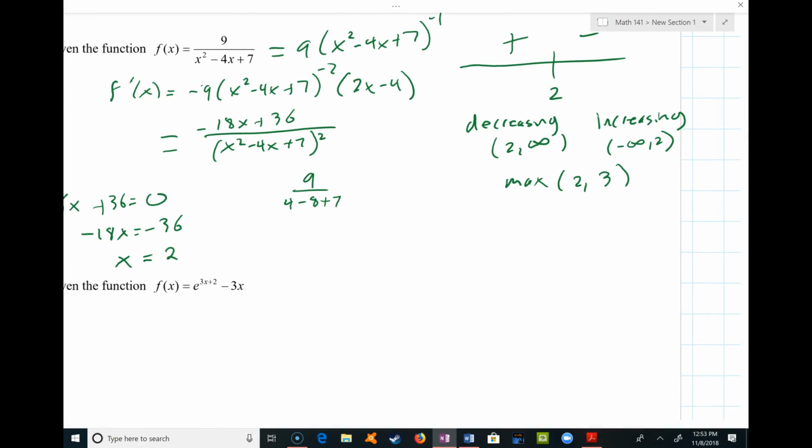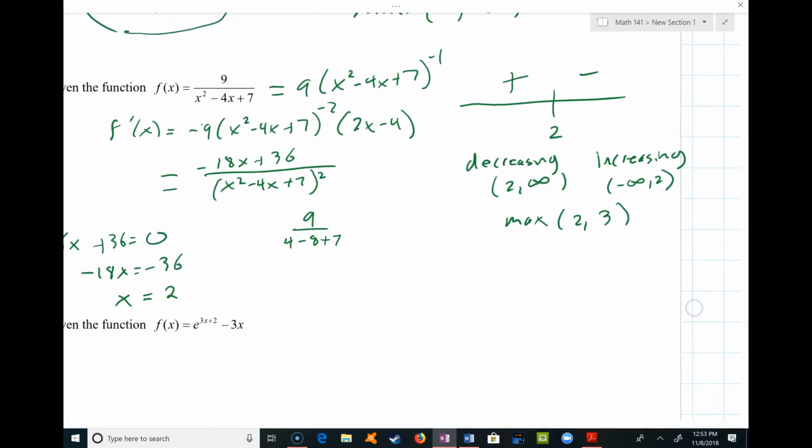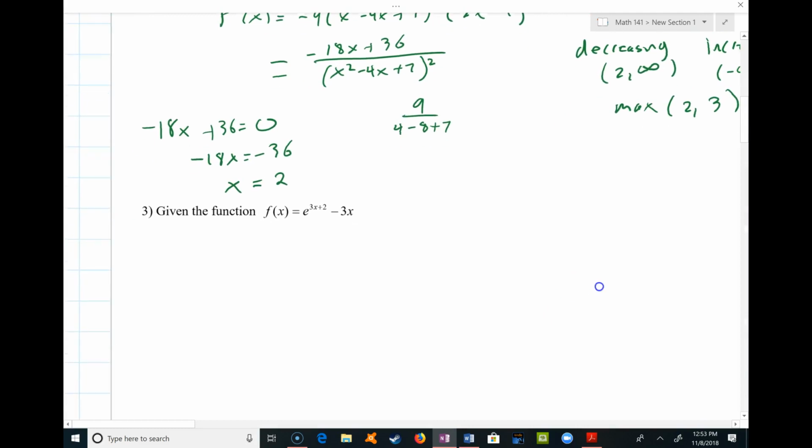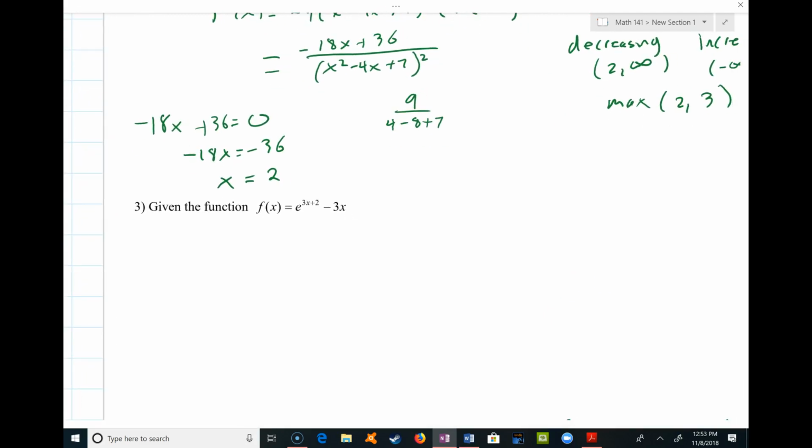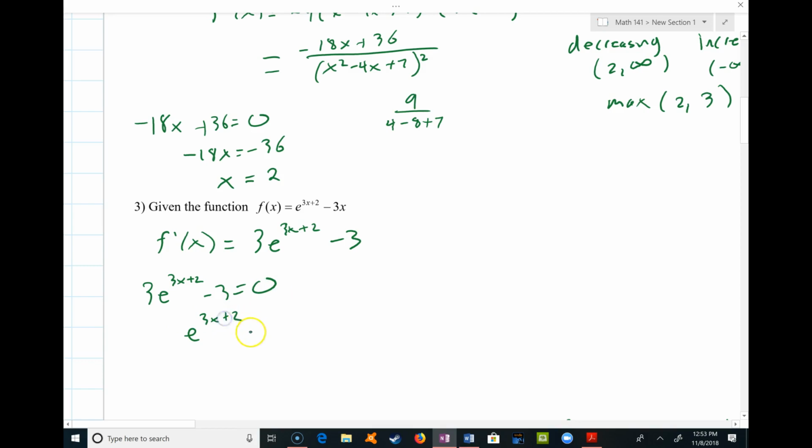Okay, so that looks good there. We'll move down to 3. And once again, we're going to take the derivative, of course. That's what we always do to begin with. And that would be 3e to the 3x plus 2 minus 3. We want to set that equal to 0. And then we end up with e to the 3x plus 2 is equal to 1, because I add 3 to both sides and divide by 3.